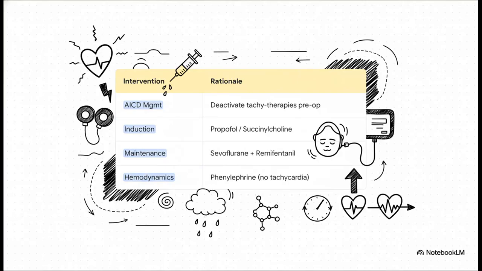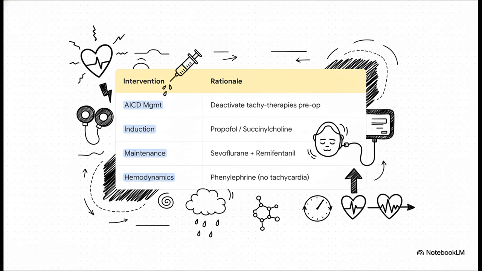And this table just lays out so beautifully how every single choice was made with those specific goals in mind. For the AICD, they followed the protocol perfectly: therapies were turned off by a specialist beforehand, and external defib pads were placed. They chose general anesthesia with an RSI to control the airway and blunt that sympathetic response to intubation. For maintenance, a remifentanil drip is a great choice. It's potent but short-acting, so it's safer for the baby.